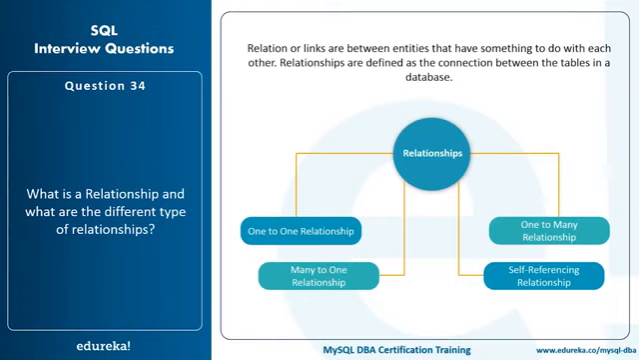Coming to one-to-many relationship, a single record in table A can be related to many records in table B. Next, coming to the many-to-one relationship, many records in table A can be related to one record in table B. Coming to self-referencing relationship, it basically means that you can have a single table out of which two columns are related to each other with a relationship.